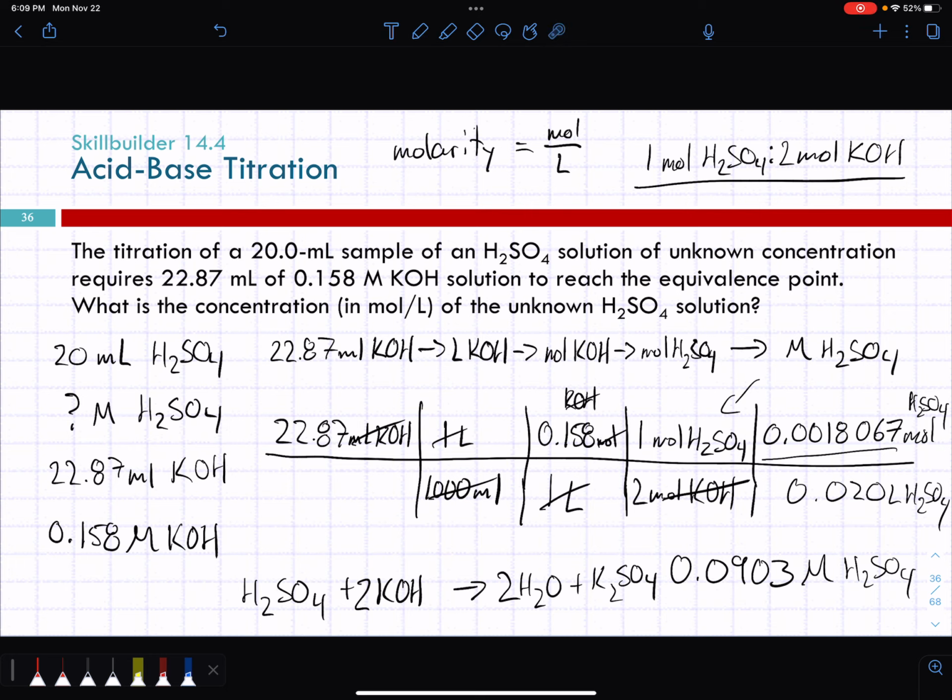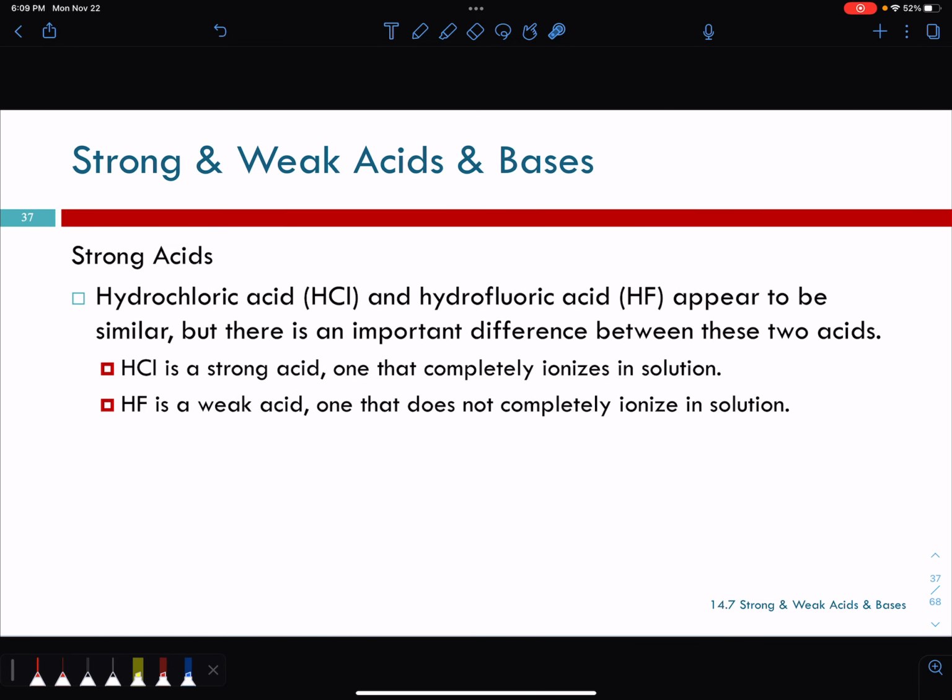So again, there's hydrogens here. Yeah, so you can write out the equation if you want. All right.